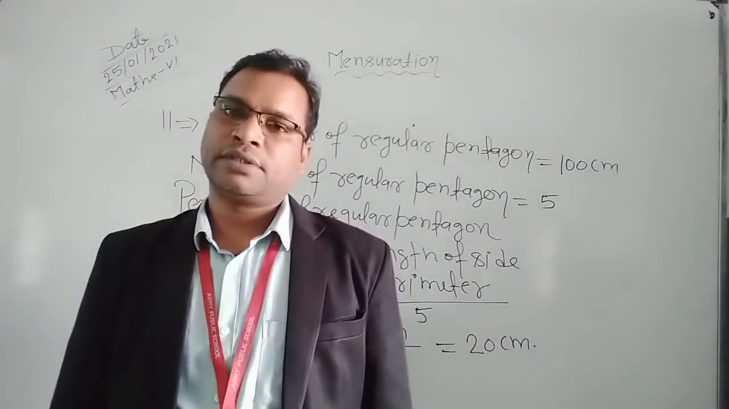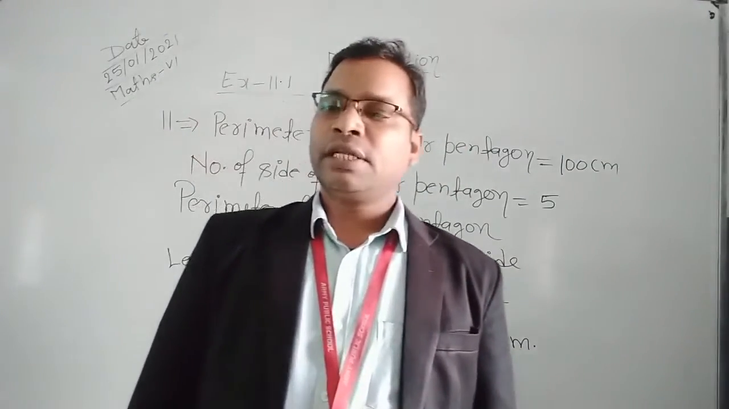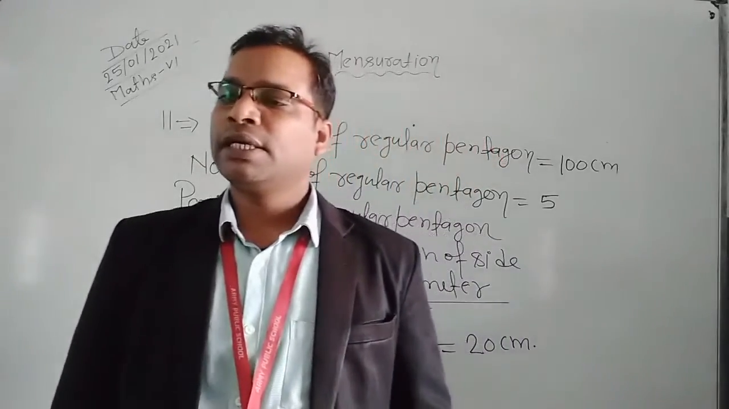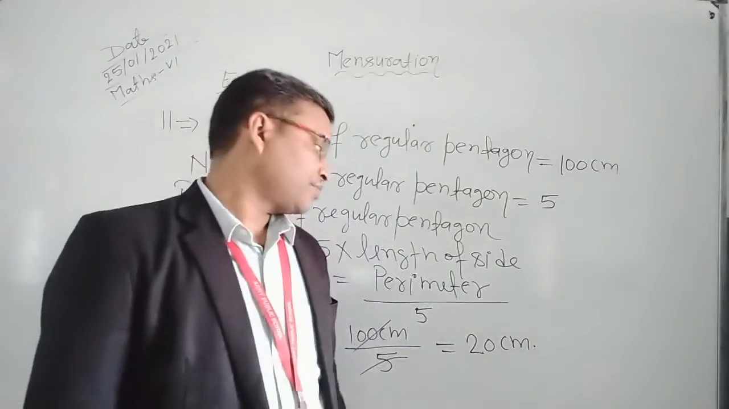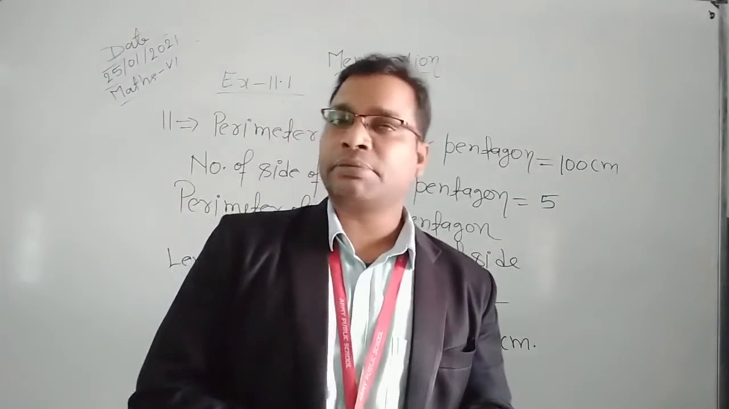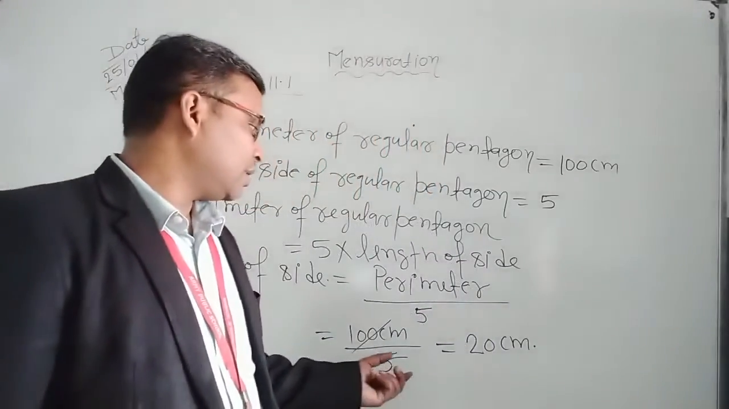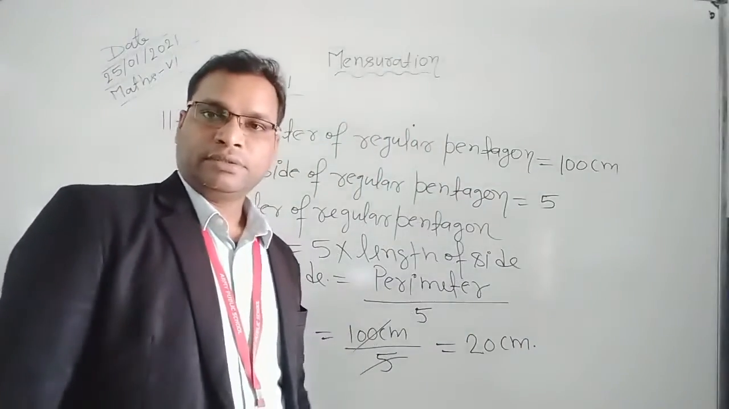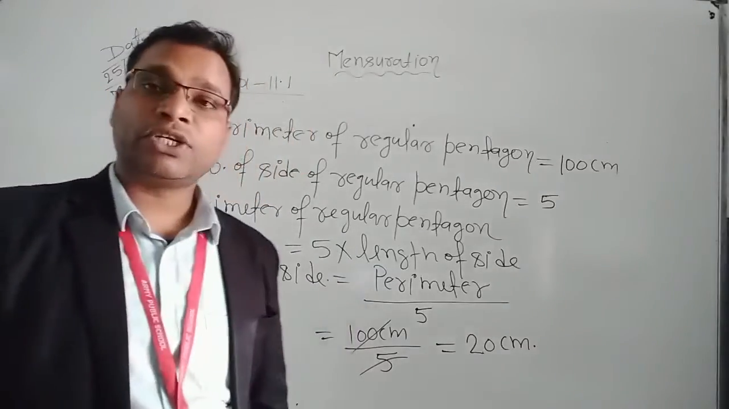In this question, this is given that the perimeter of regular pentagon is 100 centimeter. How long is its each side? So if you divide perimeter by 5, then you get length of side of regular pentagon. Since we find the length of side of regular pentagon is 20 centimeter. This is clear? So students, I hope all of you understood these questions.